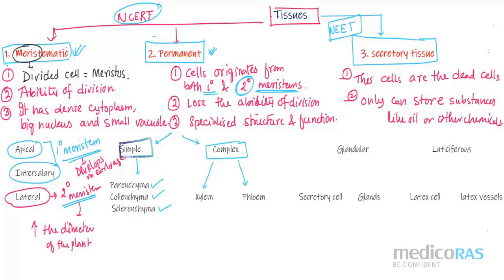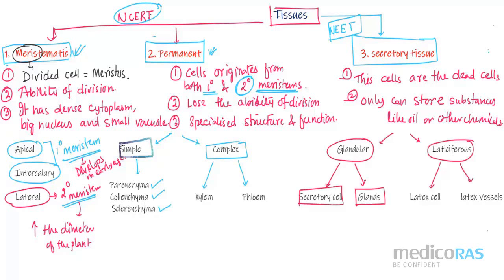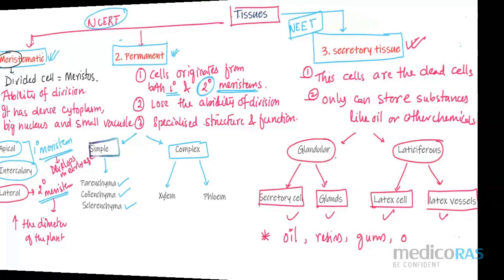Similarly, if it is the secretory tissue, then we have glandular tissue and laticiferous tissue. Glandular tissue can be divided into two types, secretory cells and glands, whereas laticiferous tissue is divided into two types, latex cells and latex vessels. Secretory tissue can release oils, resins and gums. Along with this, they can also release some digestive juices.